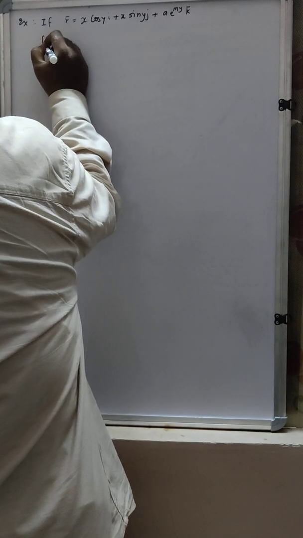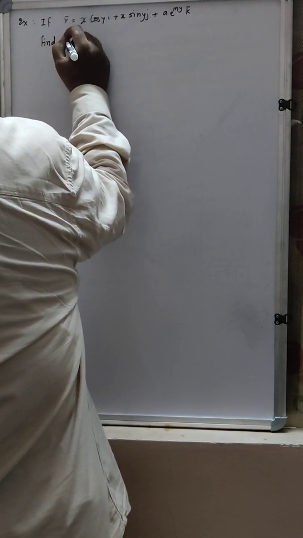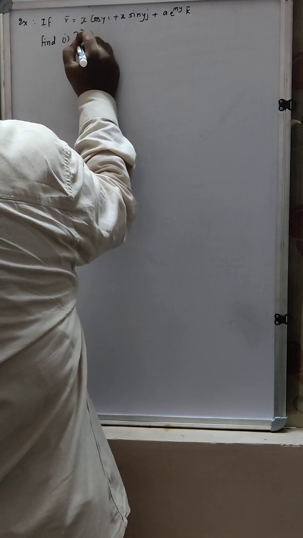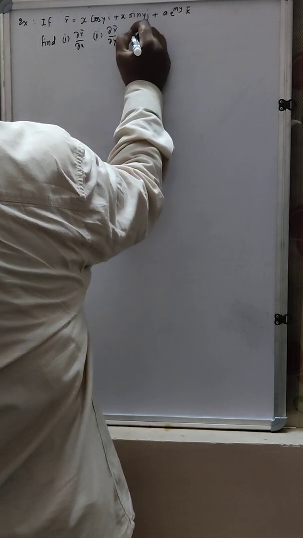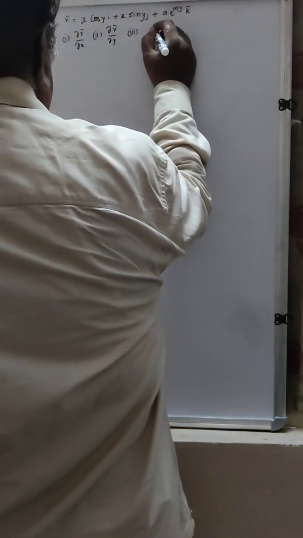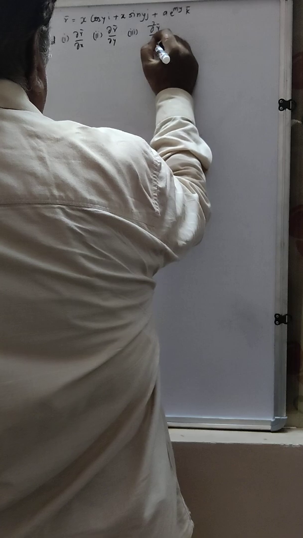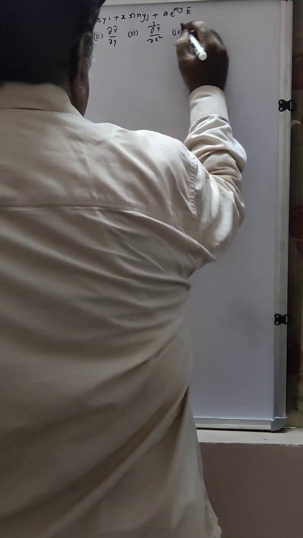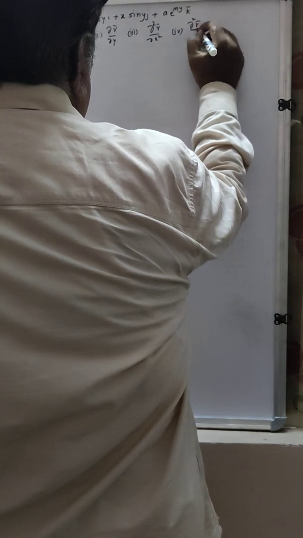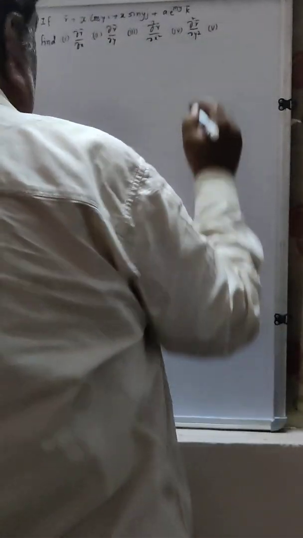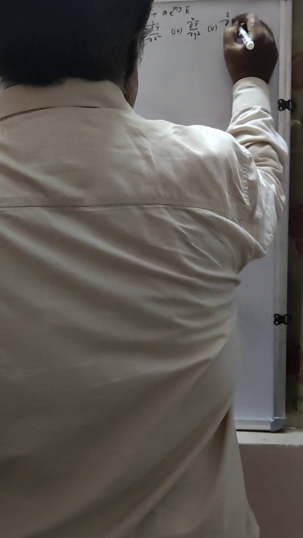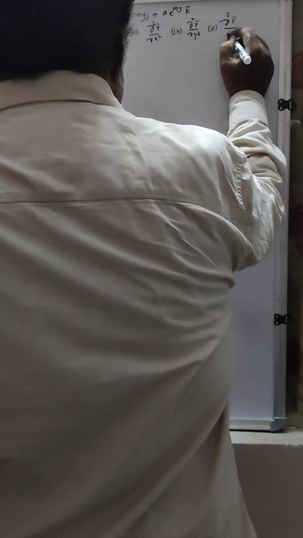Find: first, ∂r vector by ∂x; second, ∂r vector by ∂y; third, ∂²r vector by ∂x²; fourth, ∂²r vector by ∂y²; fifth one, ∂²r vector by ∂x∂y.